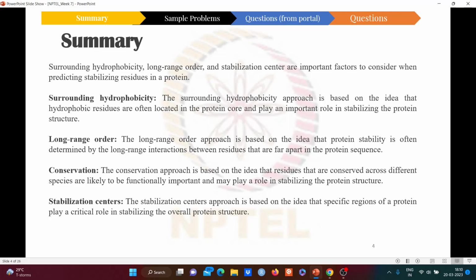This approach involves identifying regions of the protein that are important for stabilizing the protein structure and analyzing the amino acid residues in this region to identify stabilizing residues. So these stabilization centers can be identified using experimental methods such as mutagenesis or computational methods such as free energy calculations or molecular dynamic simulations.